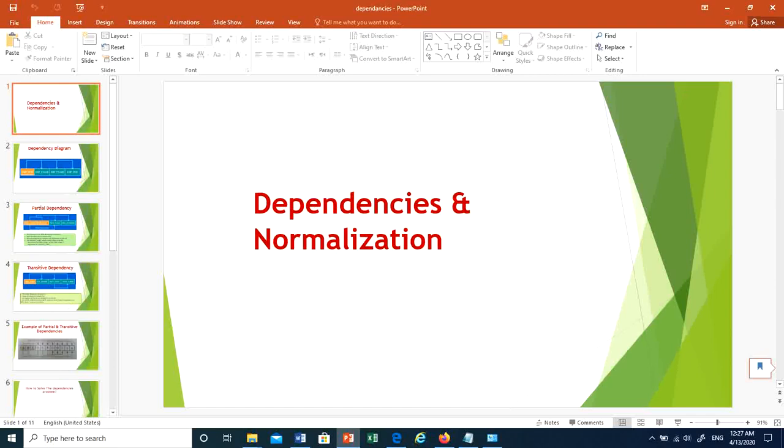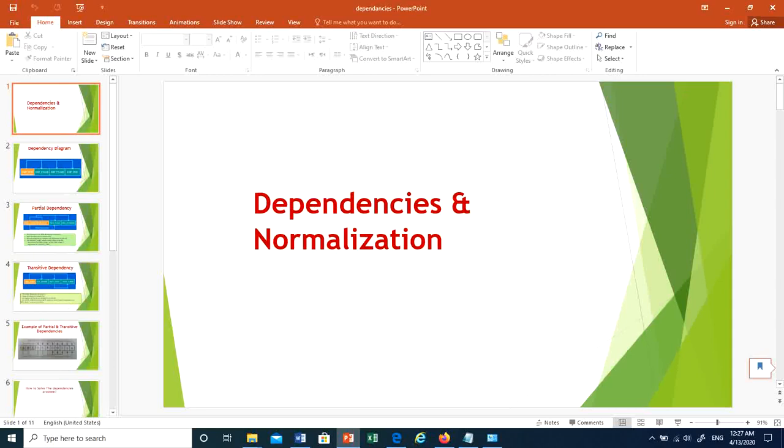And normalization also is self-explanatory in the sense that it comes from the word normalize or normal. Normalization means make things normal. That means things are not normal and you like to make them normal.